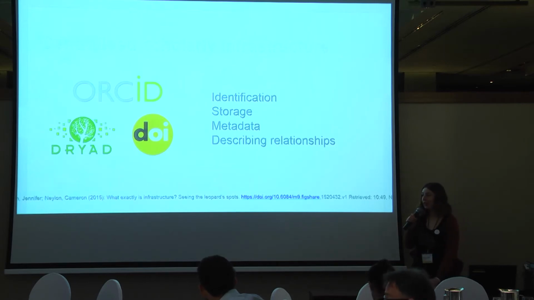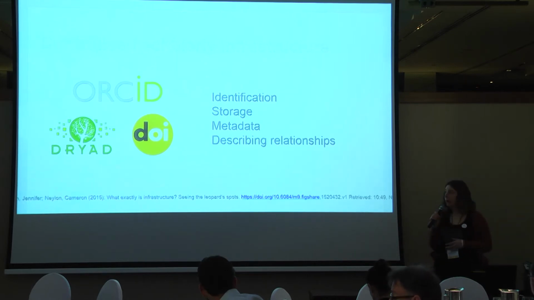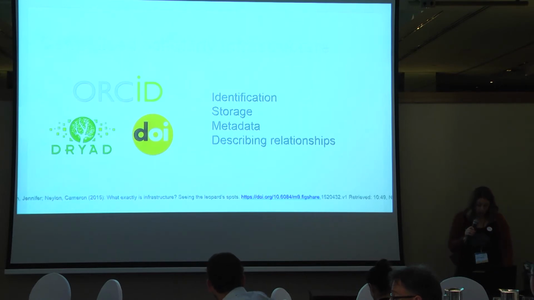Now, my colleagues Jennifer Lynn and Geoffrey Bilder, along with Cameron Neylon of Curtin University, have written about how important scholarly infrastructure is for identification, for storage, for metadata, and for describing relationships. We have infrastructure already in our community like ORCID for identifying people. We've got infrastructure like DOIs and registration agencies for identifying research. And we have places like Dryad for data storage, for example. But they argue that what we as a community are missing is a transparent, centralized infrastructure for describing and recording the relationships between objects and resources.